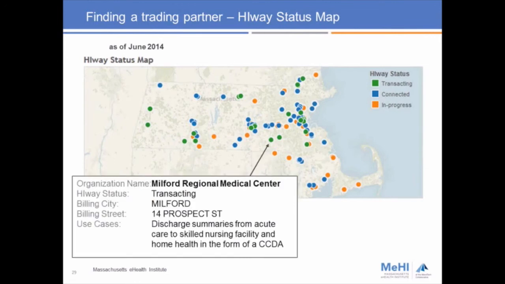But as an example, when you hover over a dot, this one is Milford Regional Medical Center. You can see they're transacting, their location, and at least one of the use cases that they're transacting for. So please reference this, use this. If this helps you find trading partners, that's really wonderful. And if you have feedback, let us know.